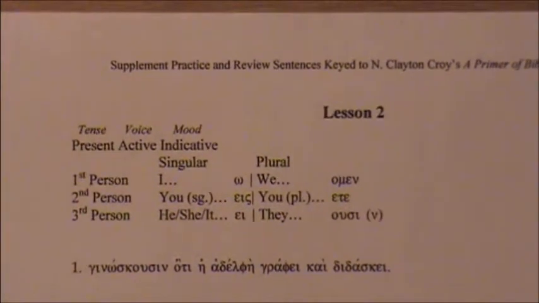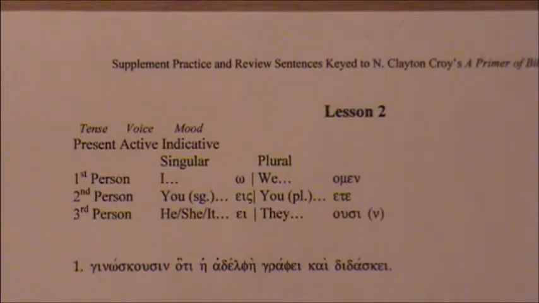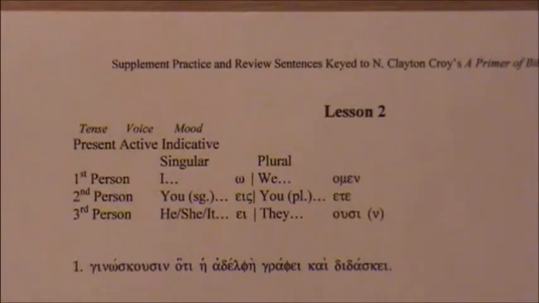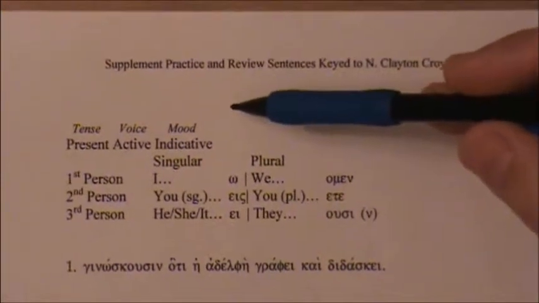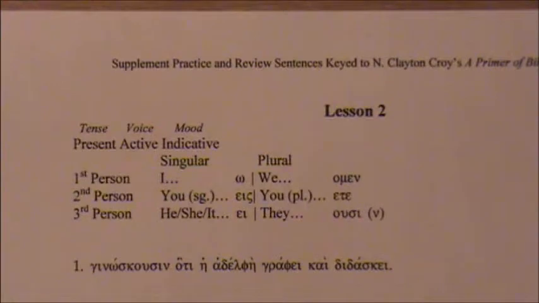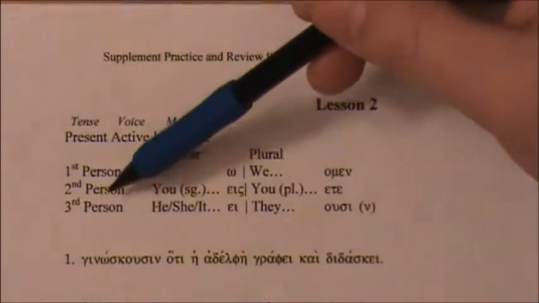Anyway, so lesson 2, I trust that you've gone over all of the vocabulary already and that you've looked at the characteristics of the Greek verb, and we've learned the present active indicative. So the present active indicative, the tense is present, it's happening right now. The voice is active, so that means that the subject is doing the action of the verb, and then the mood is indicative, meaning it's telling you something, it's indicating something. Pretty simple. So your endings, we have the singular and the plural, first person, second person, third person.